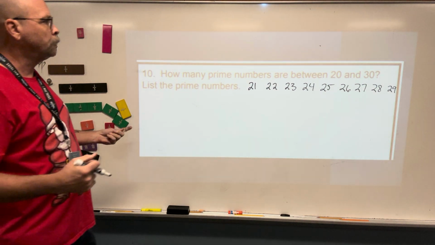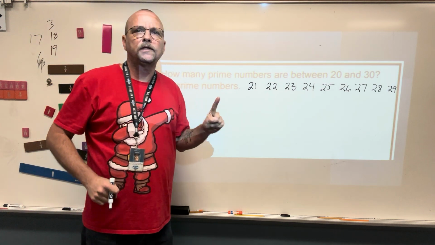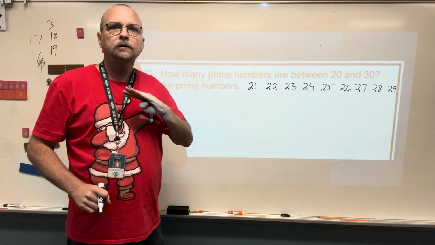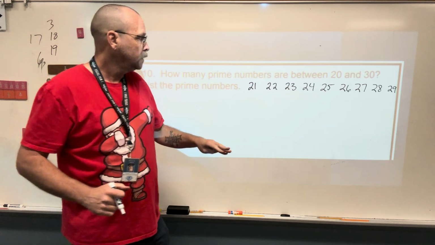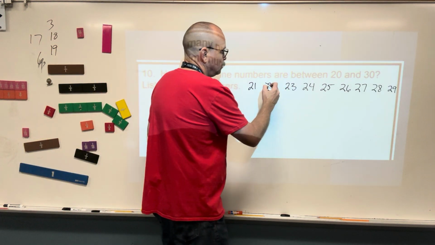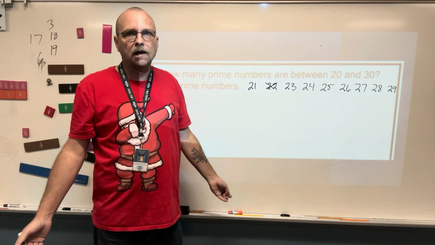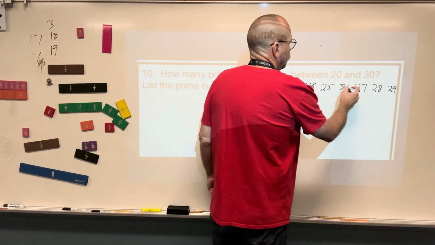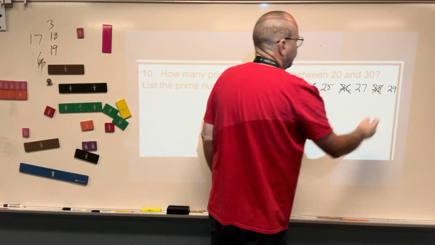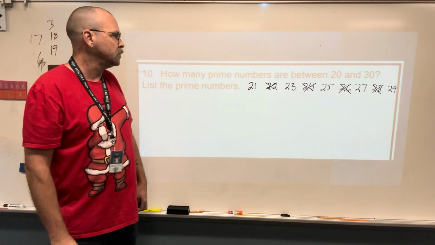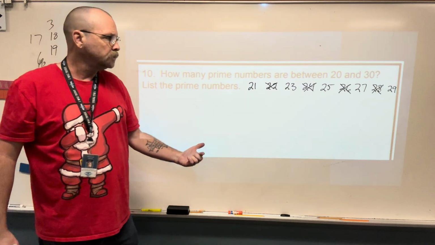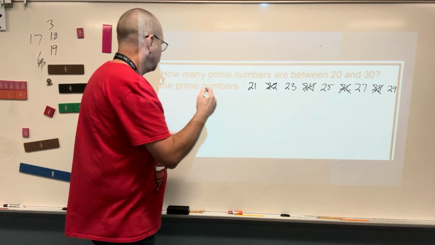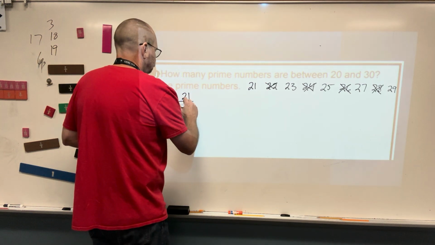Now, I know that there's only one prime number that is even, and that is the number 2. That is the only even prime number there is. So that means 22, since it's an even number, can't be prime. 24, 26, and 28 are not prime numbers because they're even numbers. Now let's look. A prime number, if we remember, has only 2 factors: 1 and itself.